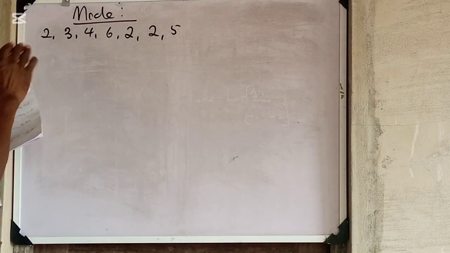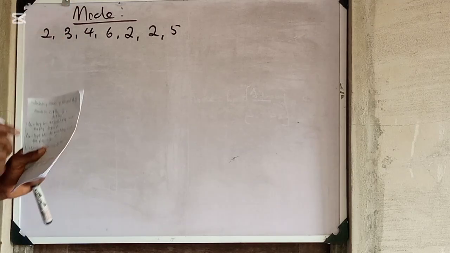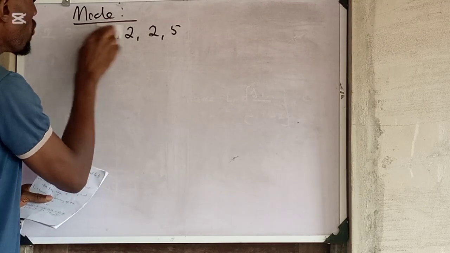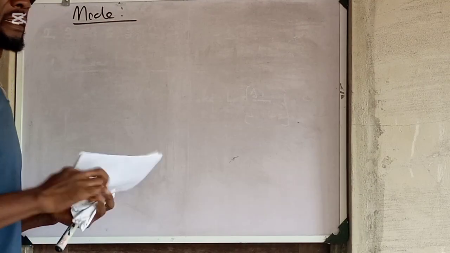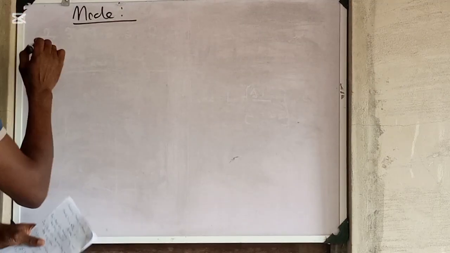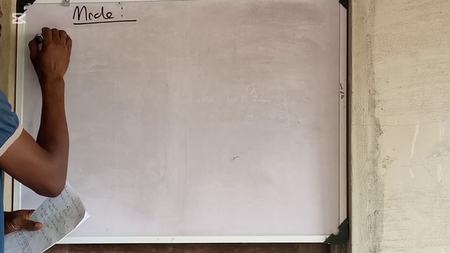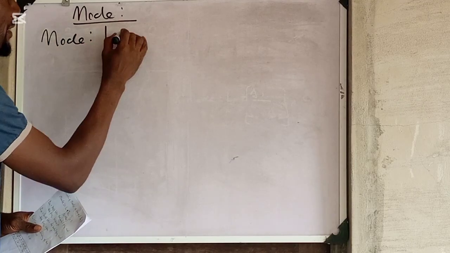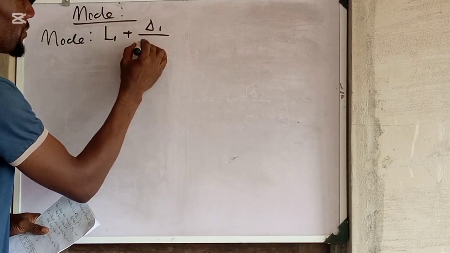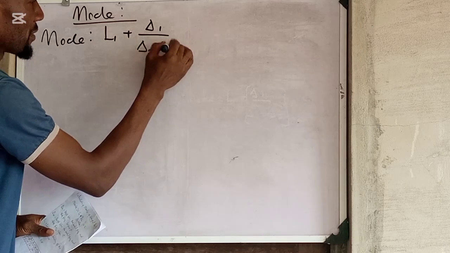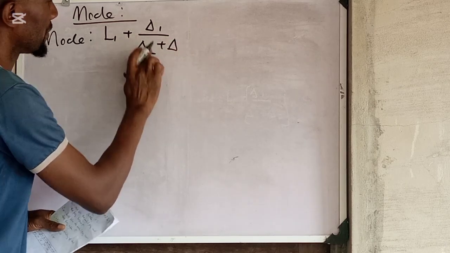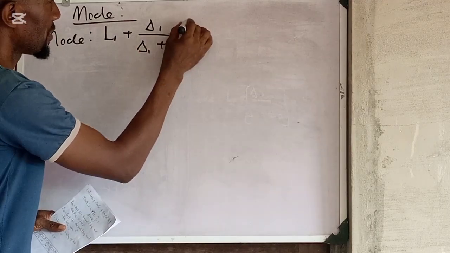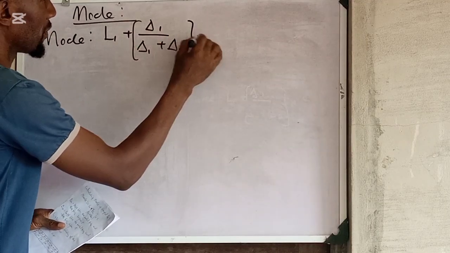But for grouped data, it is slightly different, because grouped data is arranged in tables, rows and columns. So let's look at how we can calculate the mode of grouped data. For us to calculate the mode of grouped data, we have a particular formula we use. The formula is: mode equals L1 plus delta 1 divided by delta 1 plus delta 2, then all multiplied by C.